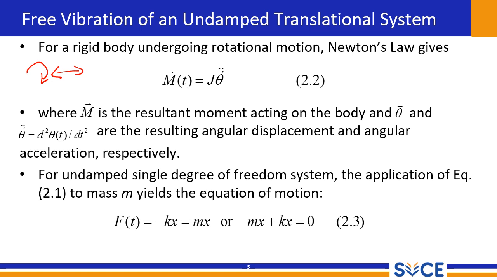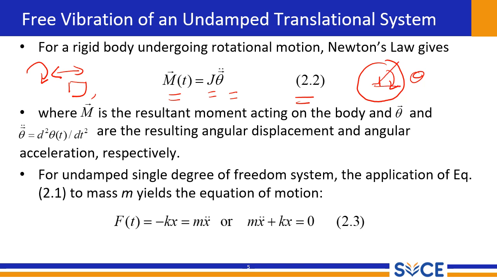Just as force causes linear acceleration, for a rigid body rotating about a fixed axis, Newton's second law takes the form shown in this equation. That is, M of t represents the resultant moment or torque acting on a body at a given time. J is the mass moment of inertia, which is the measure of the body's resistance to rotational acceleration. Theta double dot is the angular acceleration, the rate of change of angular velocity, and theta itself is the angular displacement.